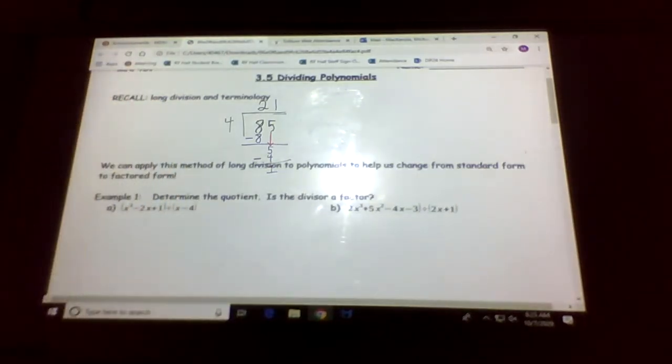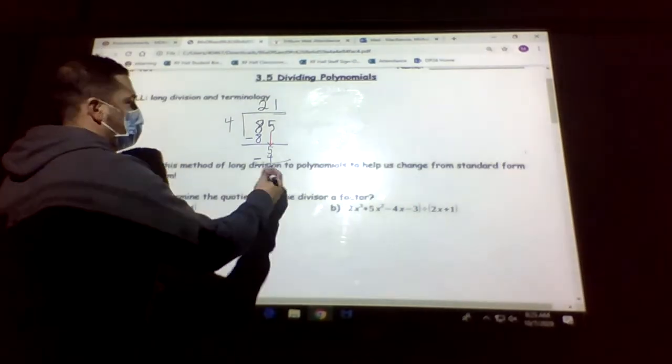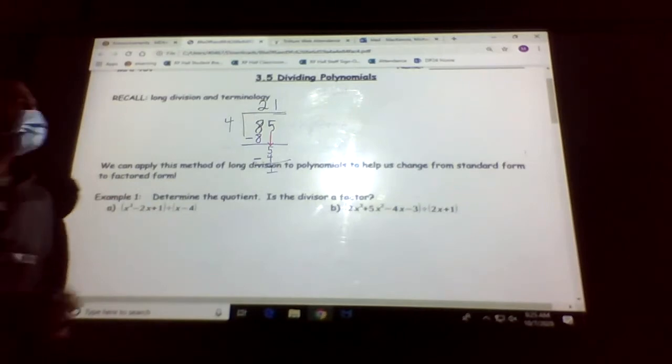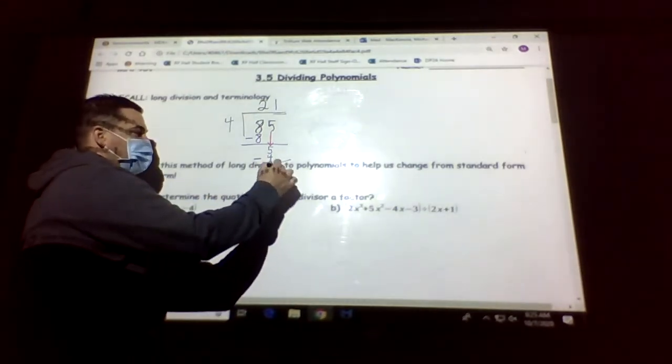Okay, we're not going to go into decimals here. I'm just going to leave it as it is. We don't go into any decimals or polynomials. There's x's, so there's no decimals. So lastly, we have 1, and we stop there because there aren't any numbers to bring down. So this last number is called the remainder.